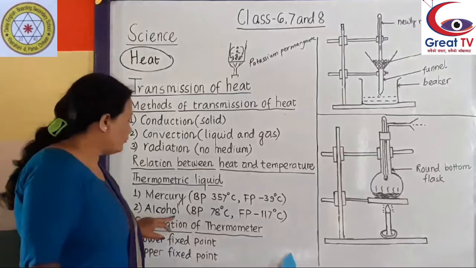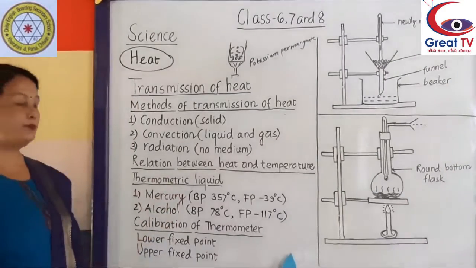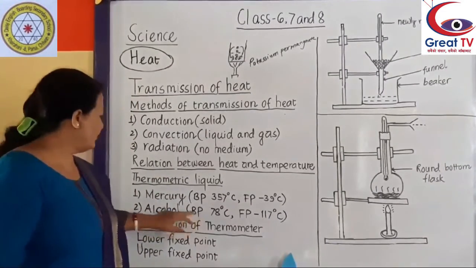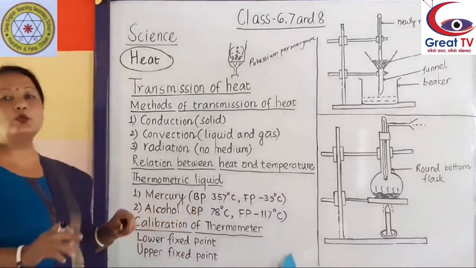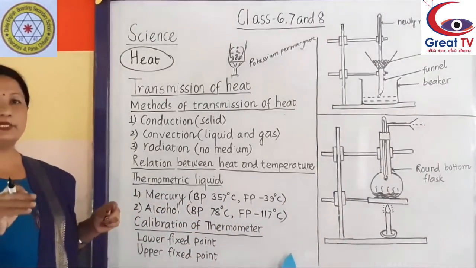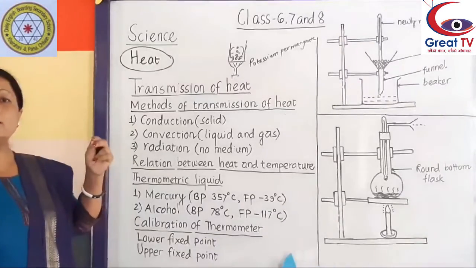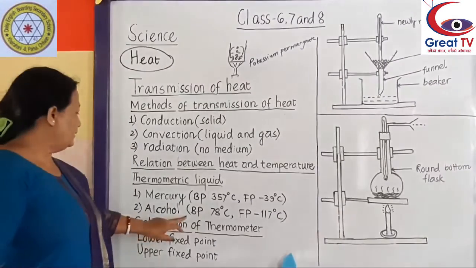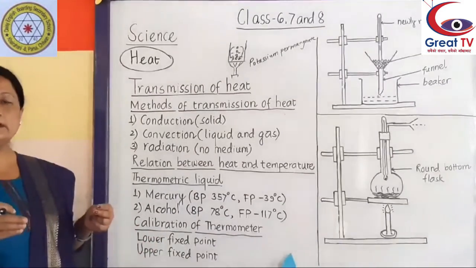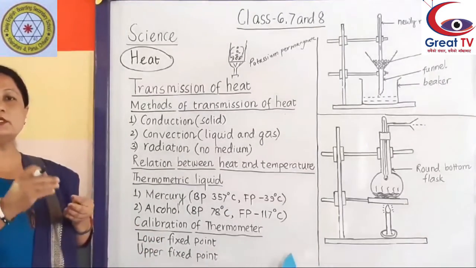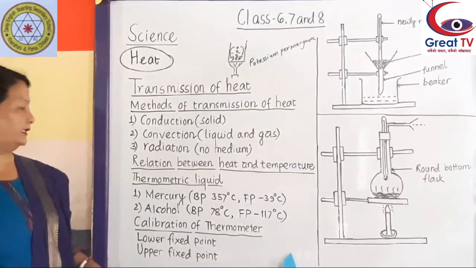Now, disadvantages of alcohol used in a thermometer. The boiling point of alcohol is 78 degrees Celsius, so it cannot measure the temperature of a very hot body, and it is colorless, so it cannot be seen easily. Before using it in a thermometer, it should be colored.